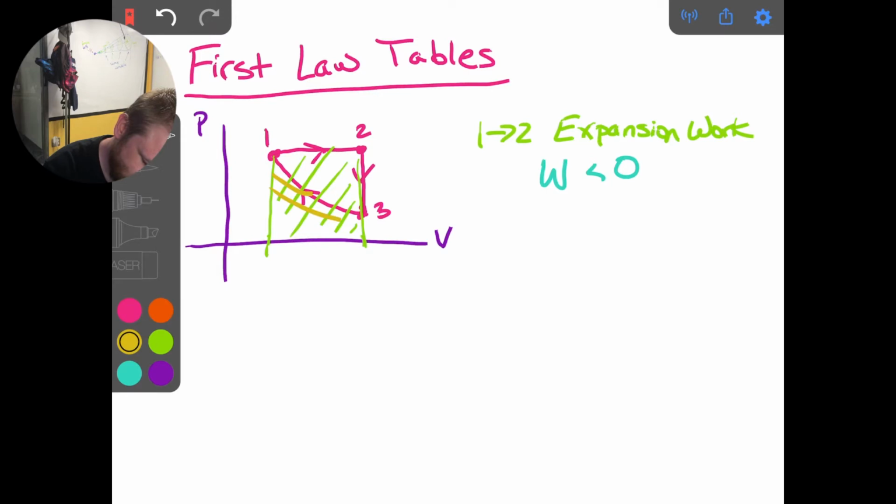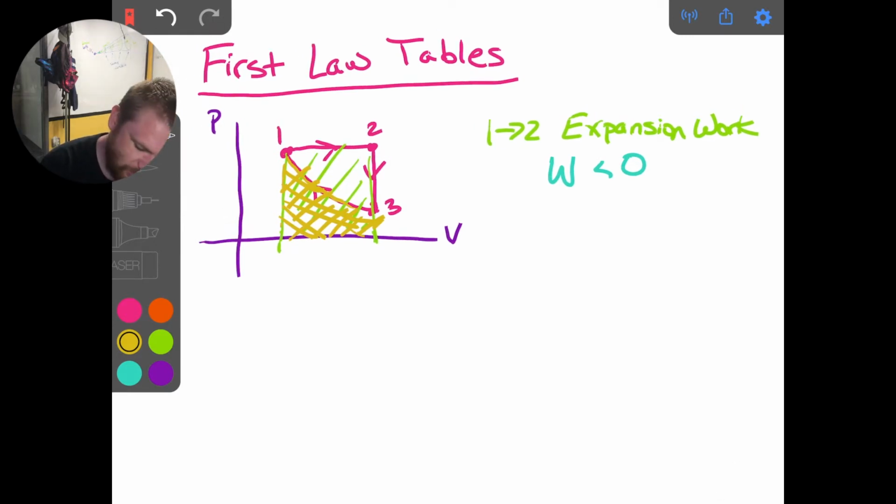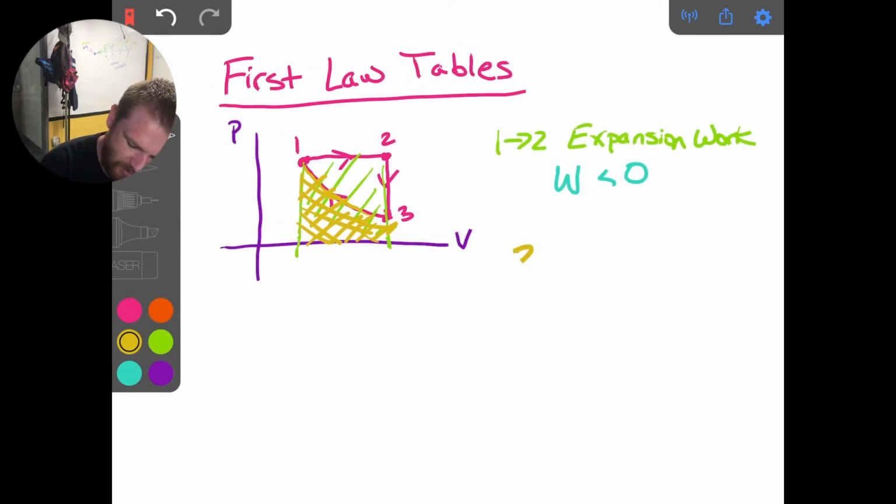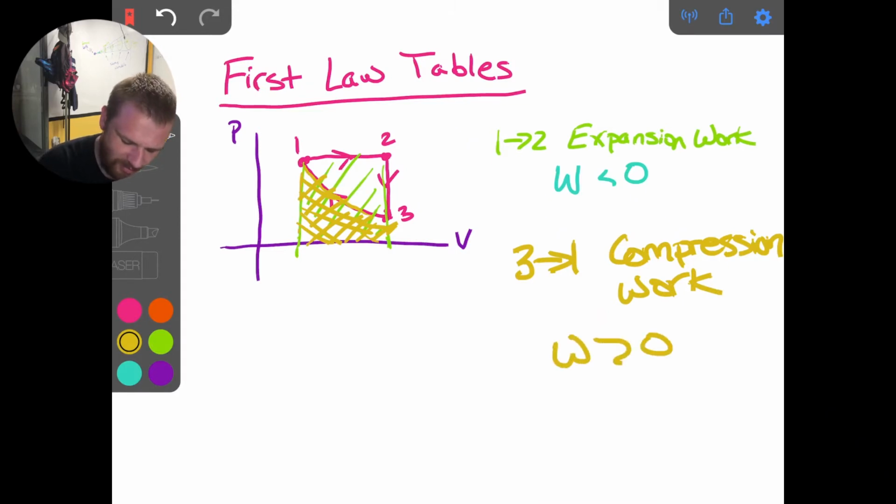And then we have another non-zero work segment, and that's the segment from 1 to 3, and it has a magnitude, which is the area under its curve, right here. And so the compression work then would be the work from 3 to 1. And during the compression work, we are doing work on the gas, so the sign of the work is less than 0.